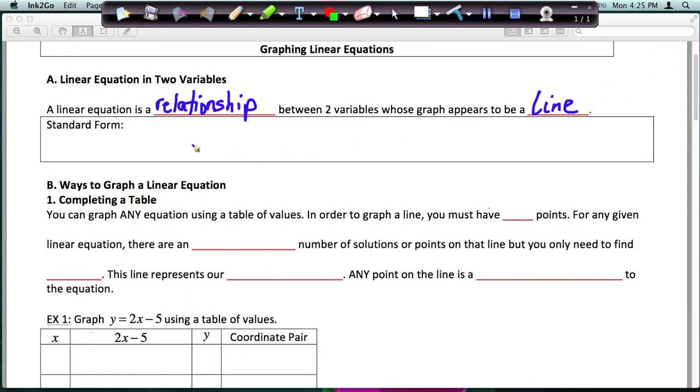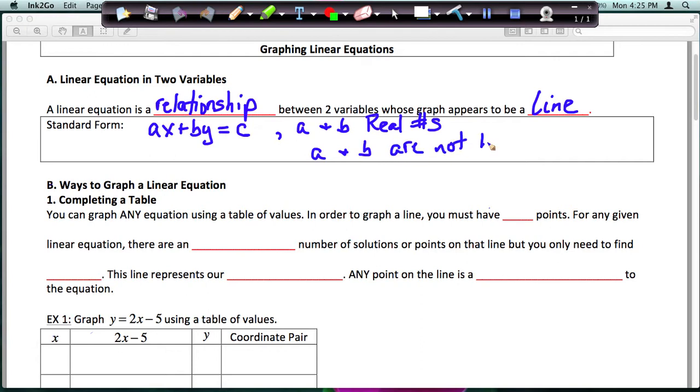The standard form of a linear equation would be ax plus by equals c. And we're going to learn two other equations later on, but this is the standard form. So x and y are variables. a and b are real numbers. So we're not talking about imaginary numbers here. And a and b cannot both be 0.